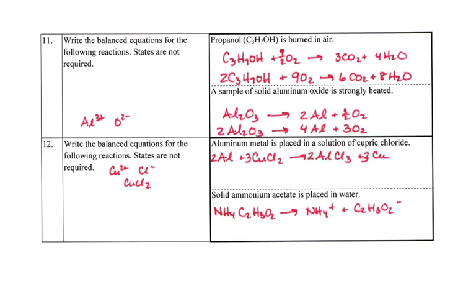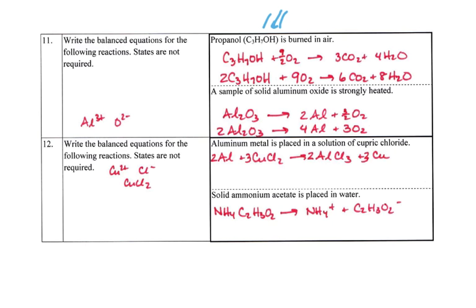Okay, last page. Write a balanced equation for the following reactions. Okay, propanol burned in air. Okay, a little bit tricky. Watch out for the fact that there's H's there and H's there. There are 8 H's, and also watch out for the fact there's an oxygen there. We're going to take that into account when we're done.